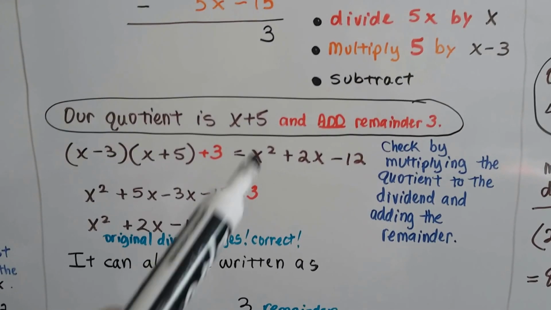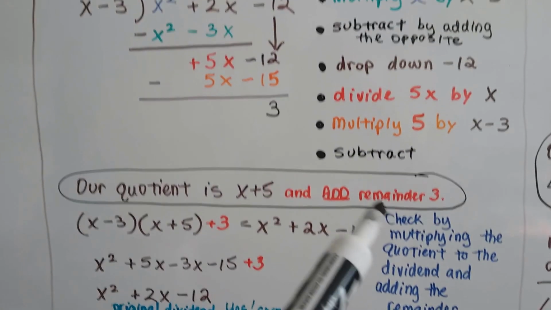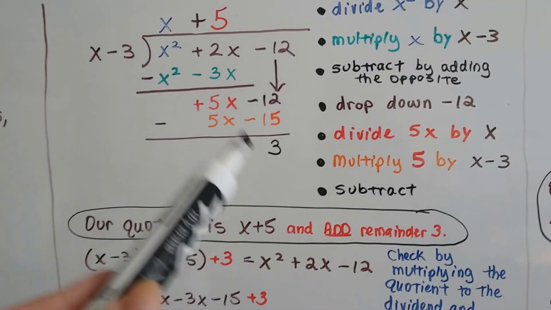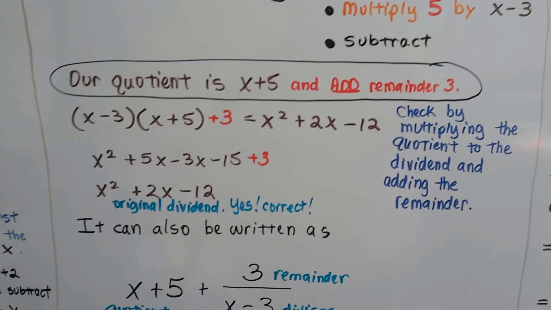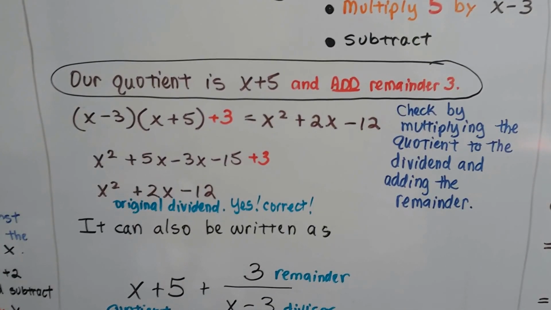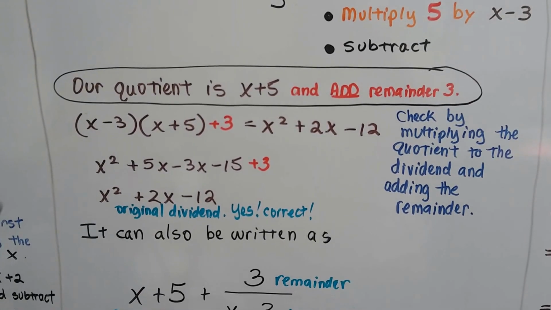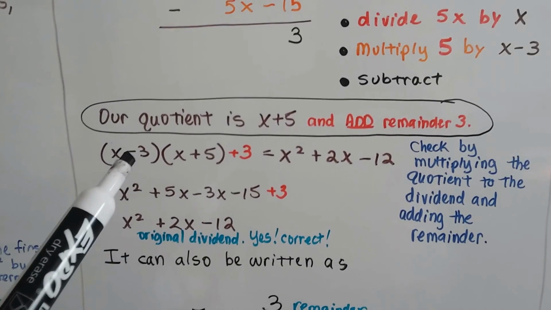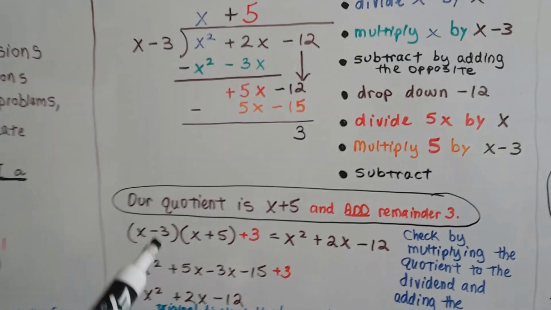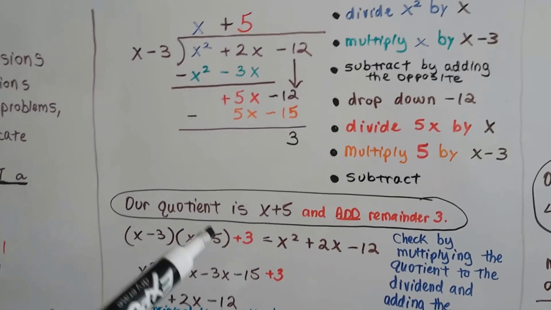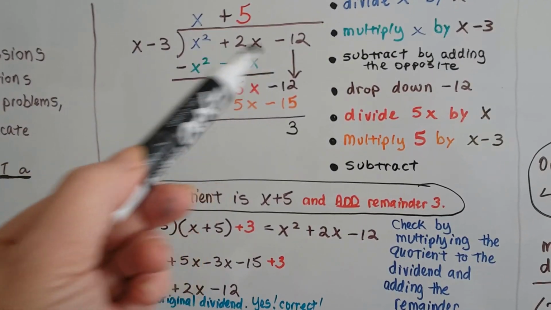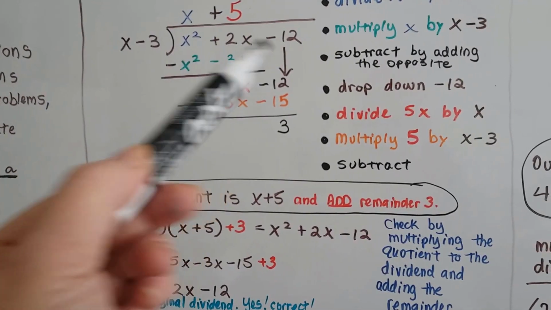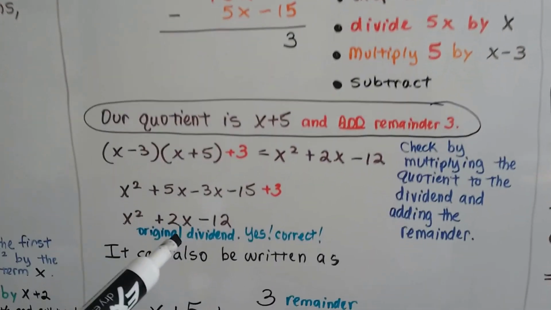So our quotient is x plus 5 and a remainder of 3. X plus 5 with a remainder 3. And we can check by multiplying the quotient to the dividend and adding the remainder. So here was our dividend, x minus 3. We're going to multiply it to x plus 5. We're going to multiply these two together. And if we get this dividend, then we know we did it correctly, okay?